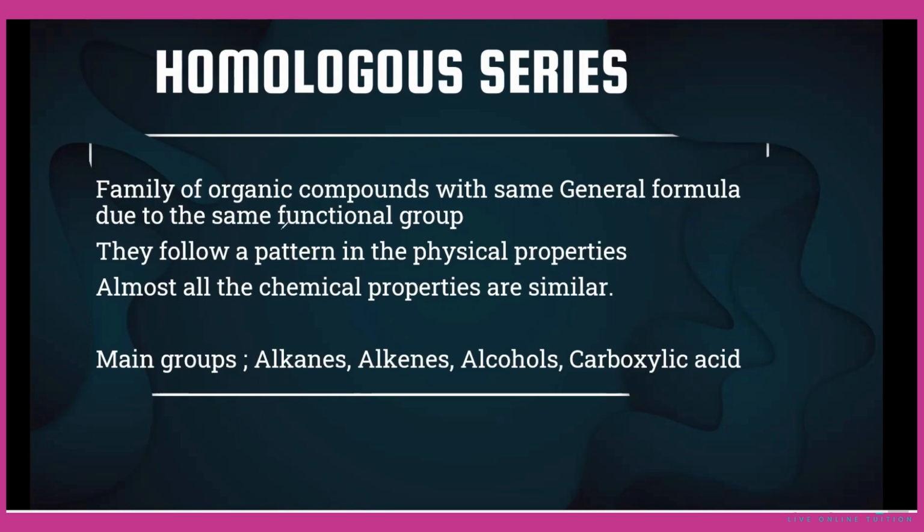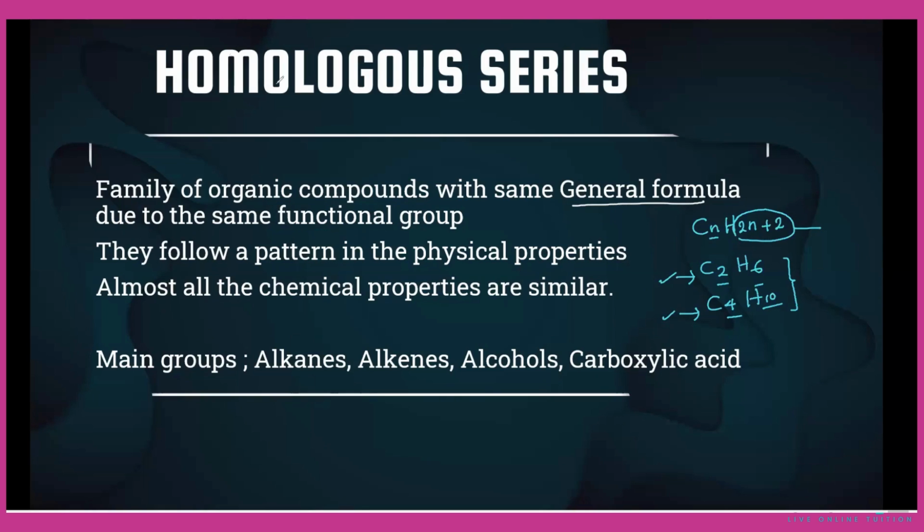And then they have the same functional group. We are going to speak within a couple of minutes about the functional group, which is again an important point. The molecules in a homologous series, as I said, can be C2H6, C4H10. They follow a pattern in the physical properties, it can be the boiling point, melting point, they do follow a trend, a pattern. And when we are speaking about the chemical properties, almost all the chemical properties of the molecules in the homologous series are similar.